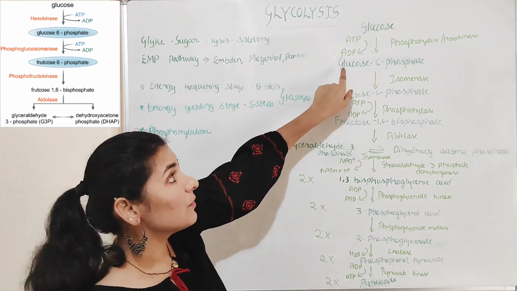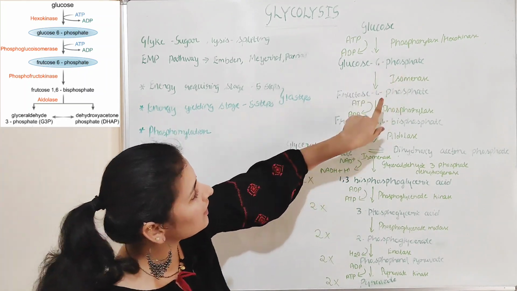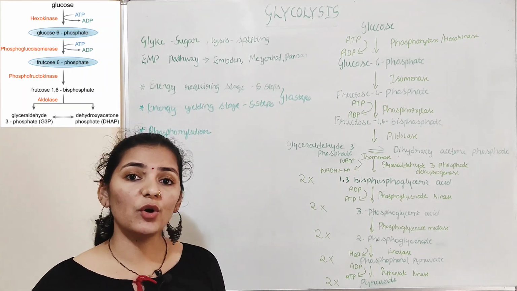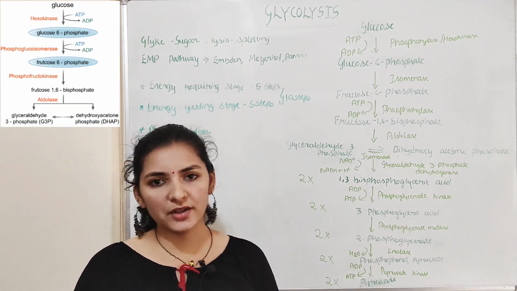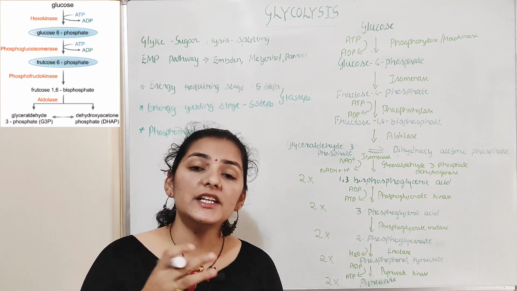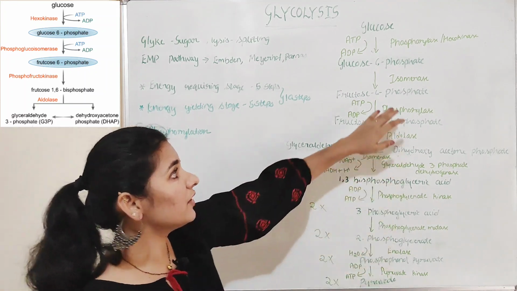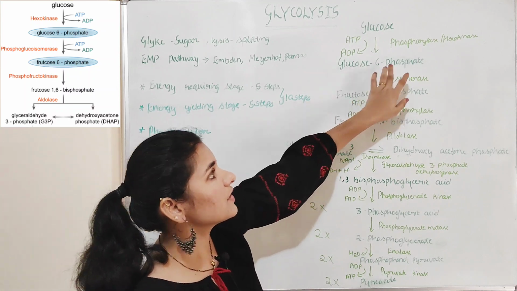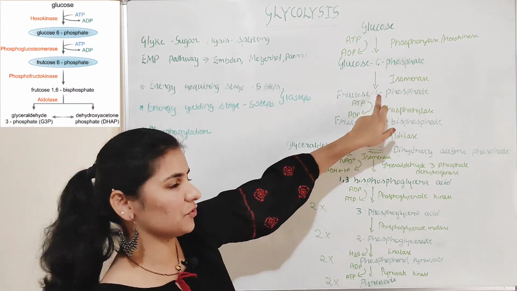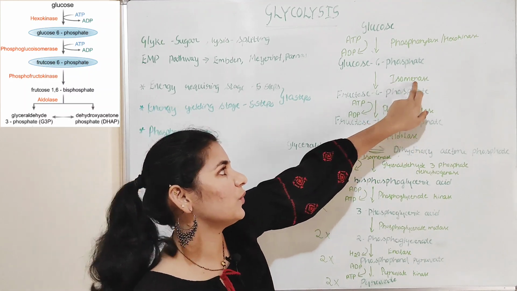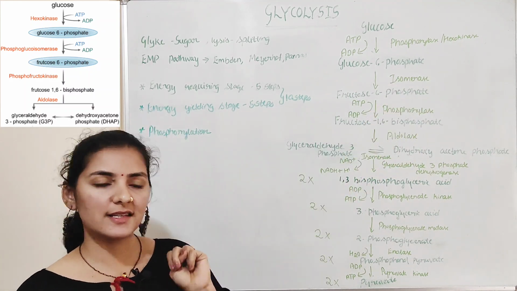In the second step, glucose 6-phosphate is converted into fructose 6-phosphate, and this is because of a change in the position of the atoms, or because of internal arrangement, or isomerization. So because of the isomerization, glucose 6-phosphate is converted into fructose 6-phosphate, and this step is catalyzed by the enzyme known as isomerase. So that is the second step.